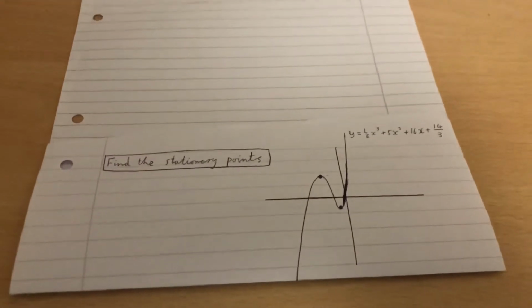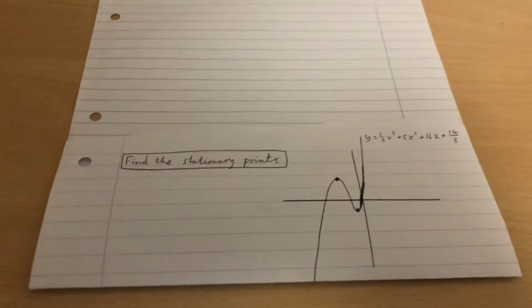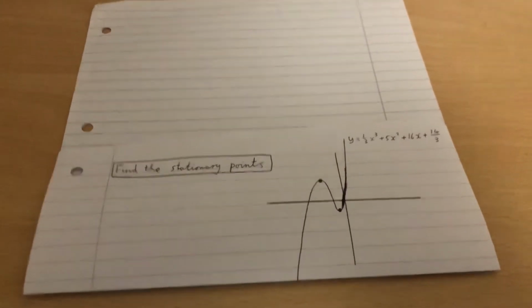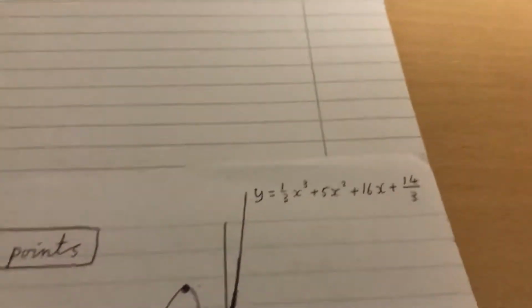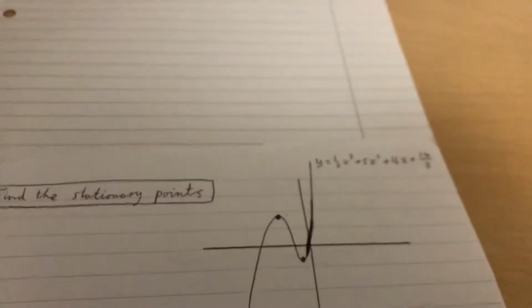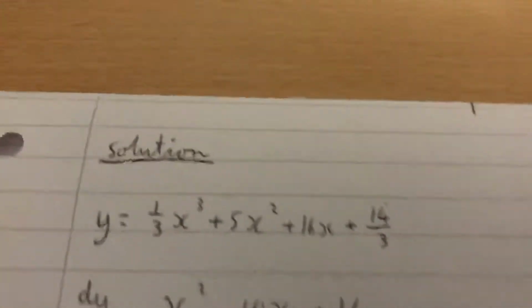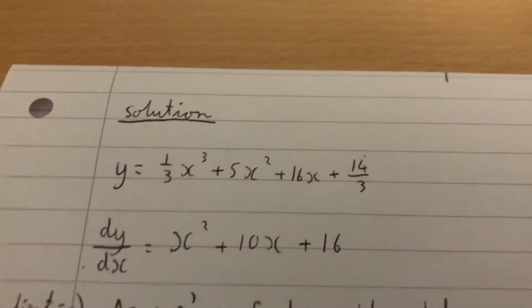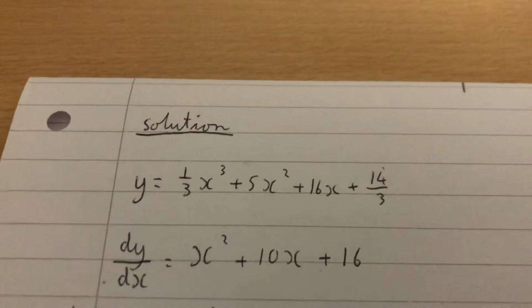Now we need to go about finding them. So how can we do that? Well, of course, we need to differentiate this curve. And differentiating this curve, or finding dy by dx, standing for, if you like, the gradient of the curve, will be very helpful. So first, with our original curve, let's differentiate it. And this is what we get when we differentiate it. We get x squared plus 10x plus 16.